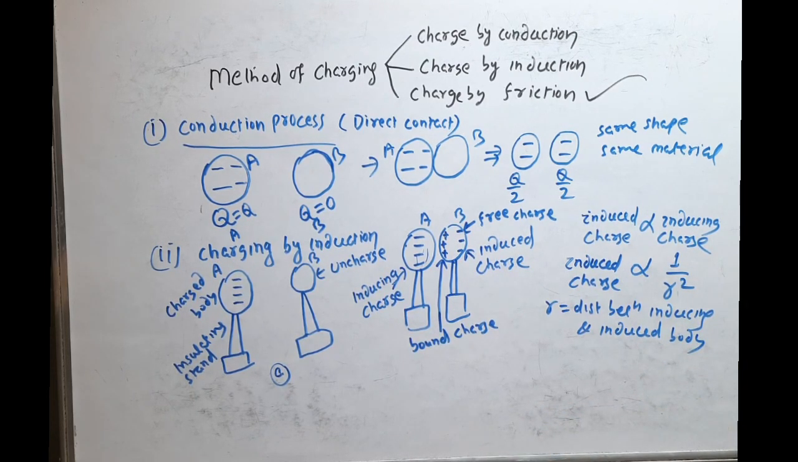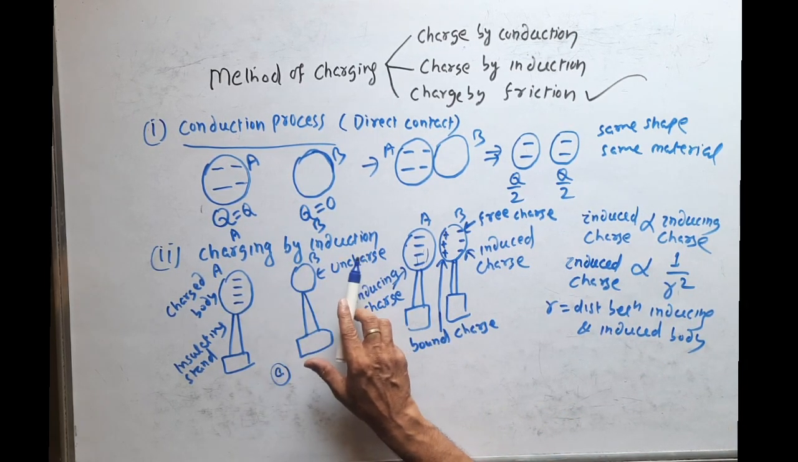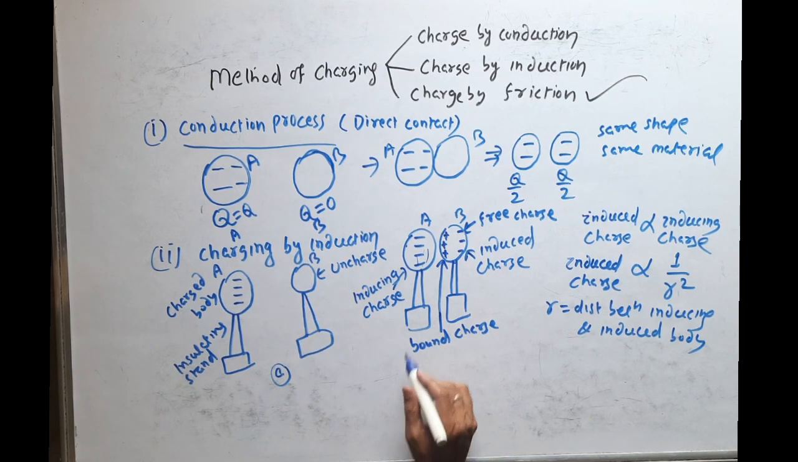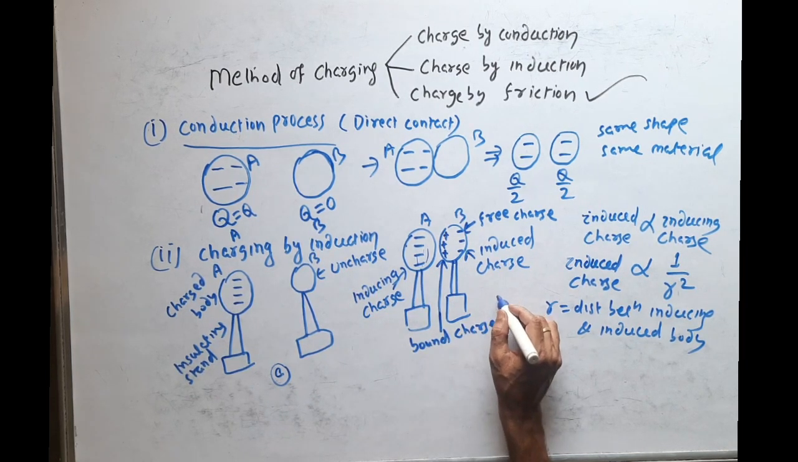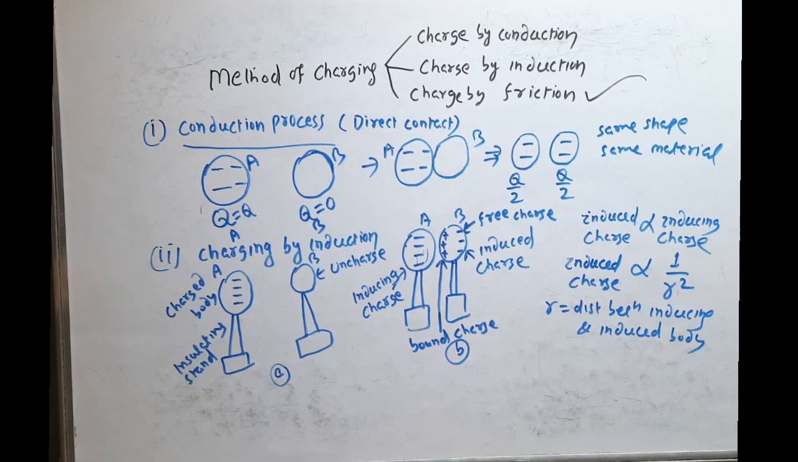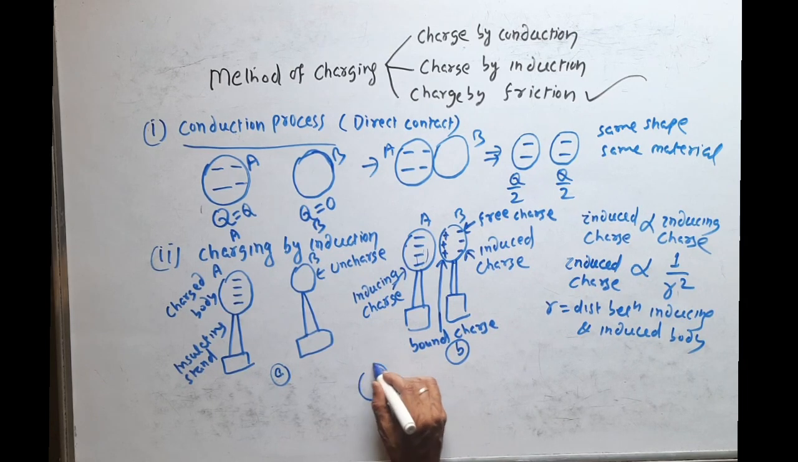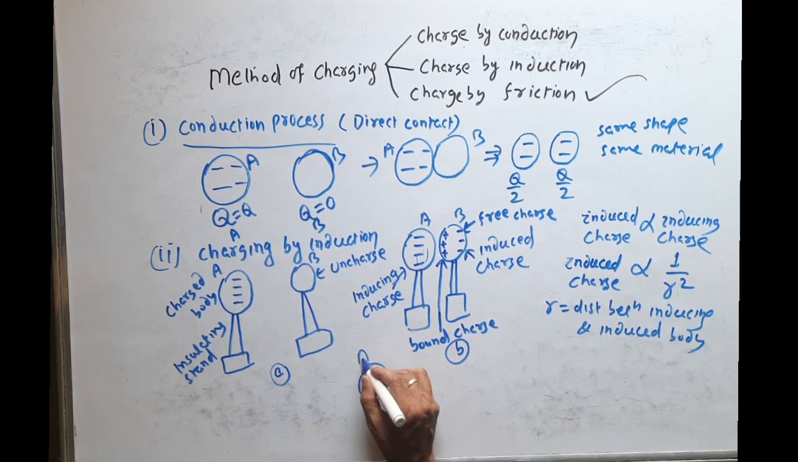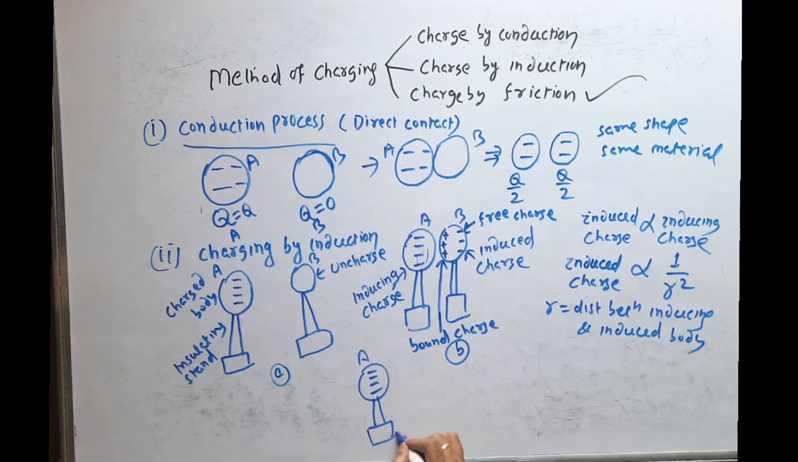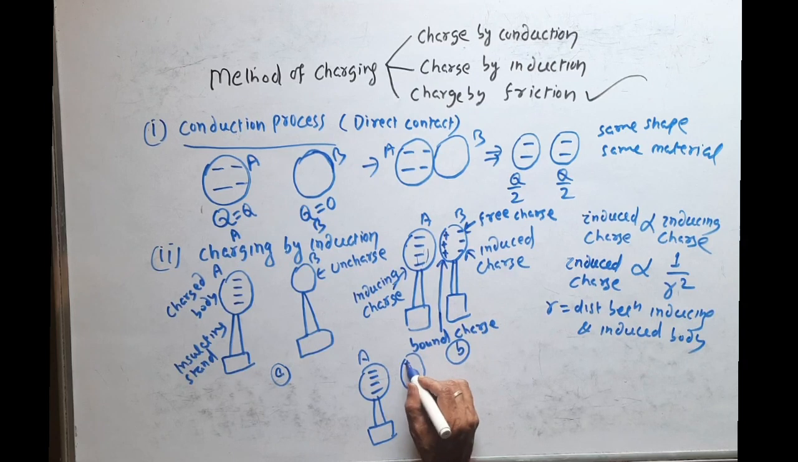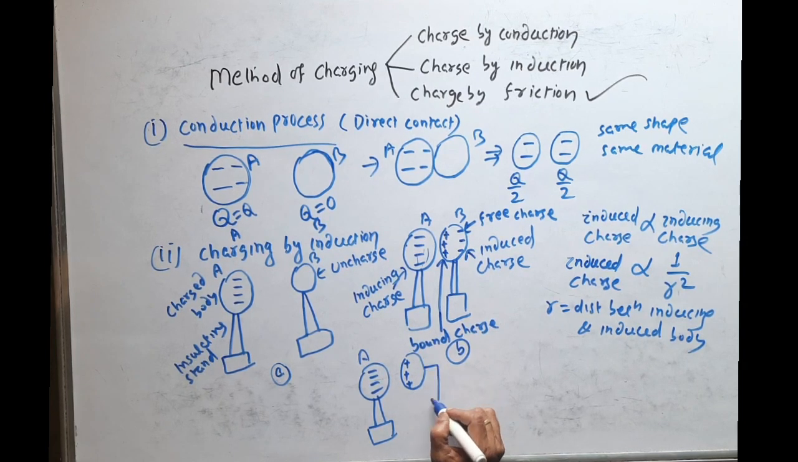Now the question comes: how will we charge this uncharged body? The third step, this is your step number B. This is your A body, the charged body A. Now what will we do? You just connect this B body to the earth by an electrical wire.